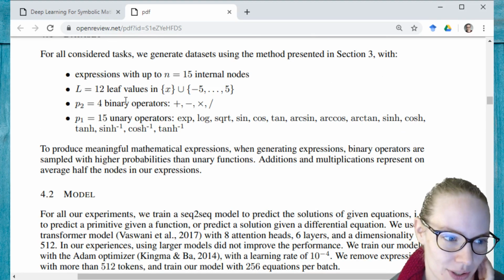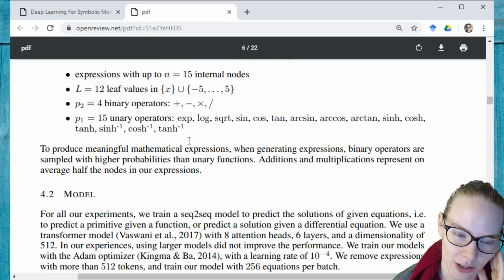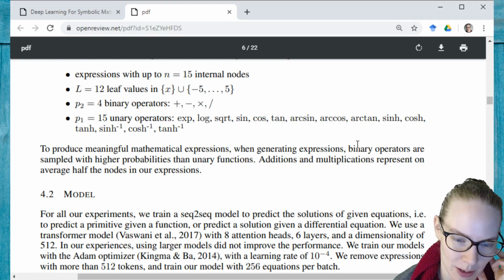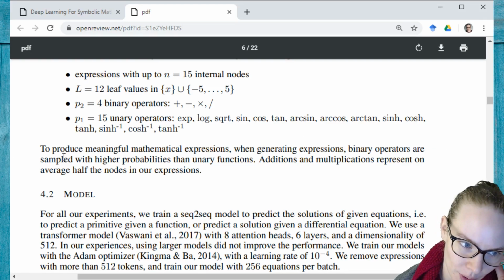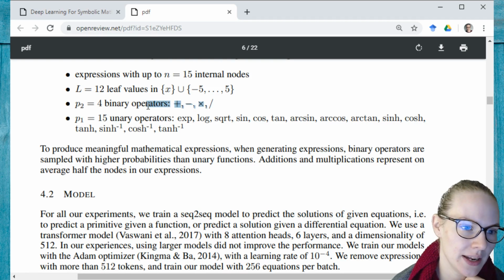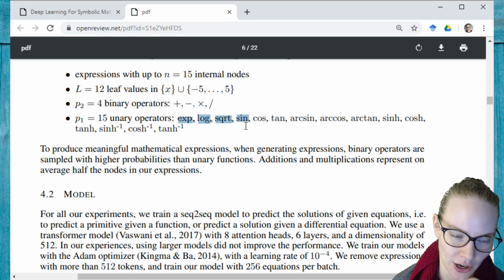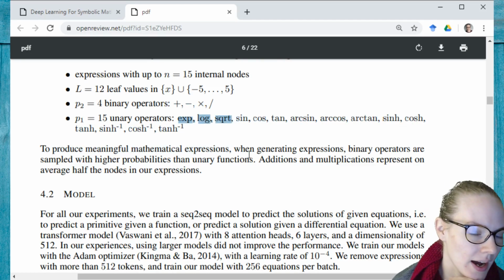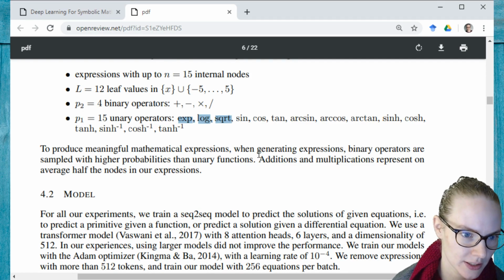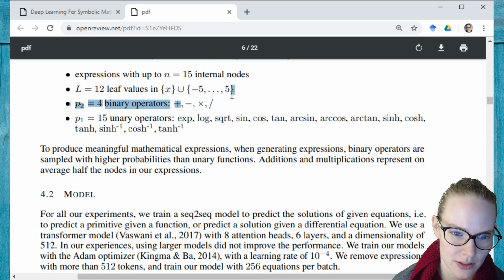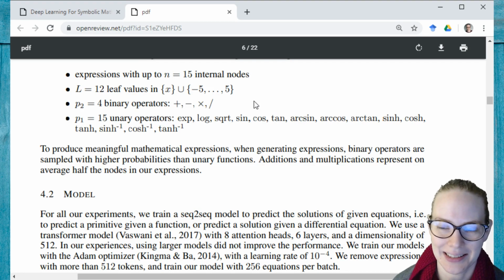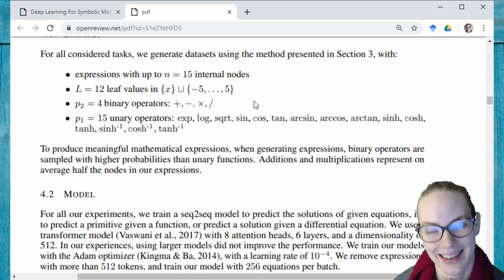To produce meaningful mathematical expressions while generating expressions, binary operators are sampled with higher probabilities than unary functions. So they're going to get more addition and subtraction than they are exponents and logs, etc. Additions and multiplications represent, on average, half the nodes in our expressions. Oh, interesting. I guess they're saying subtraction is a flavor of addition? Maybe?